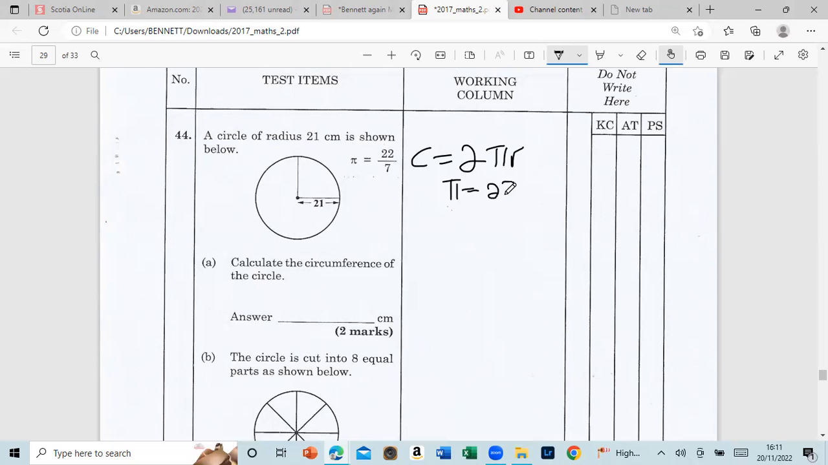As I was telling my students, CSEC or the PEP will dictate which one they use. The radius is right here, so that's r equals 21. Alright, so all we have to do is just put these in.